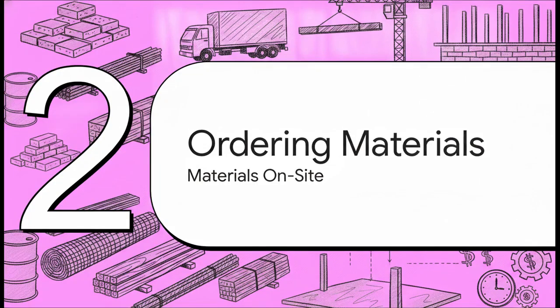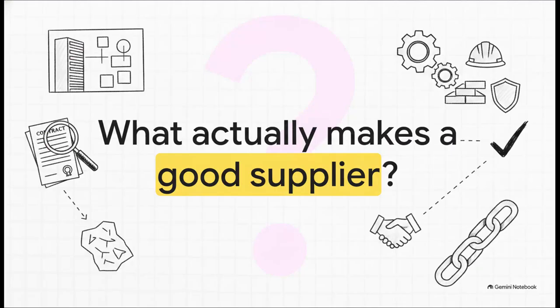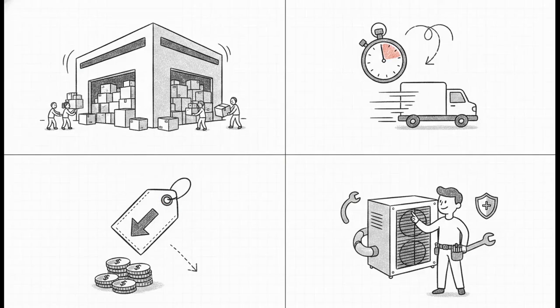Moving on to Section 2, ordering and receiving materials. Let's talk about getting this stuff onto your site. So, what actually makes a good supplier? Because you definitely can't just pick the first vendor that pops up in a search engine. You need a reliable, long-term partner for your project. To find that partner, you need strict evaluation criteria.